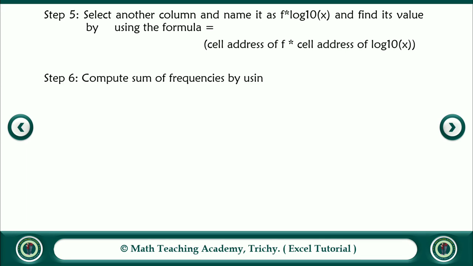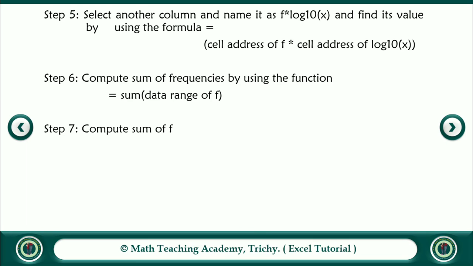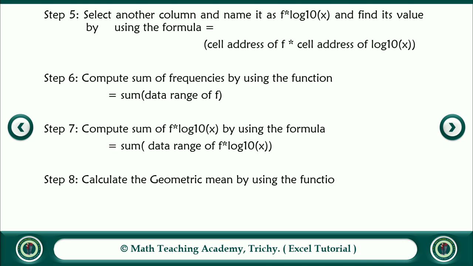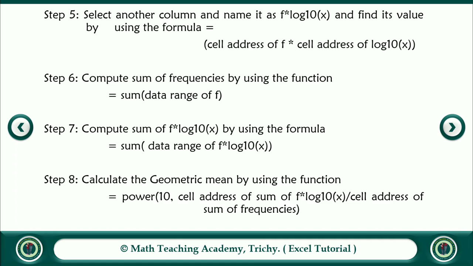Step 6, compute the sum of frequencies by using the function equal to sum of data range of f. Then step 7, compute sum of f into log 10 of x by using the formula equal to sum of data range of f into log 10 of x. Step 8, calculate the geometric mean by using the function equal to power of 10, cell address of sum of f into log 10 of x divided by cell address of sum of frequencies.